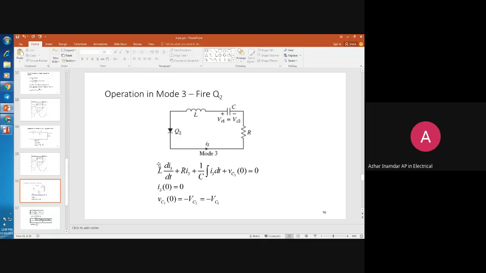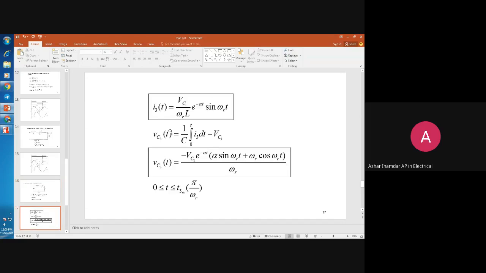Here we can find the current and voltage across the capacitor by using KCL. This is the equivalent circuit, and this is the KCL equation for this circuit. By using the initial conditions, we can find the current I3 of t. In mode 1 it is I1, in mode 3 it is I3 of t. I also gave this derivation, you can have a look, or you can solve it on your own because it is similar to mode 1. After finding I3 of t, you can find the voltage across the capacitor in this mode.